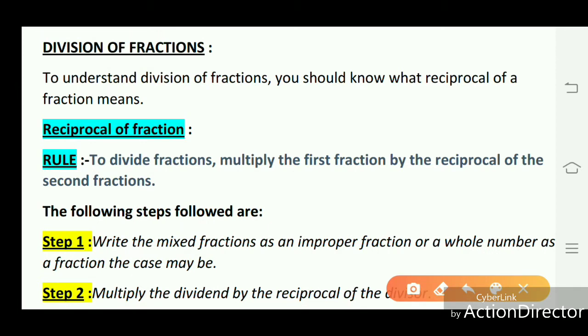Now division of fractions. To understand division of fractions you should know what the reciprocal of a fraction means. Reciprocal of a fraction. Rule: to divide fractions, multiply the first fraction by the reciprocal of the second fraction.